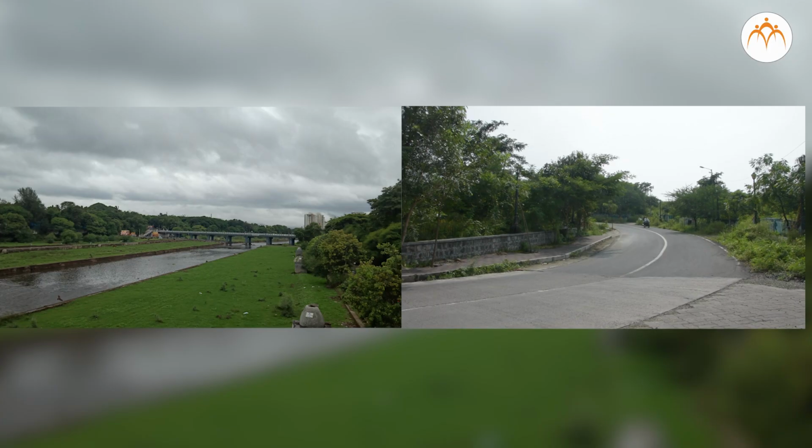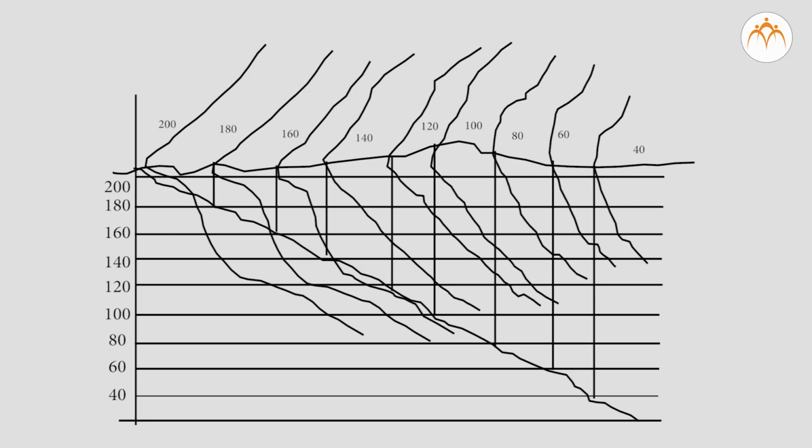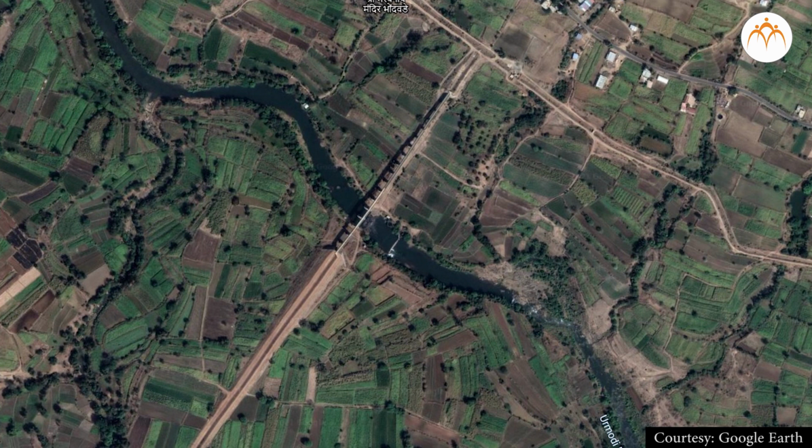For taking the section of a road or a river, the following method is employed. In the map, there is a river named Urmodi. The section of the river is taken according to the flow of the river.